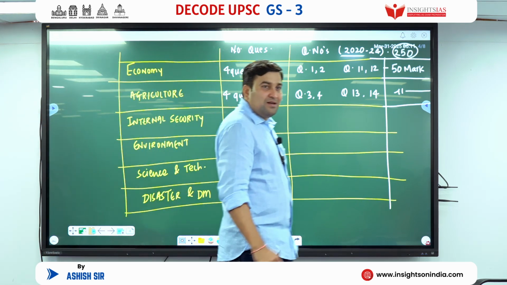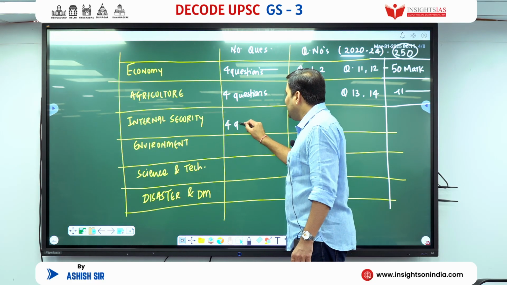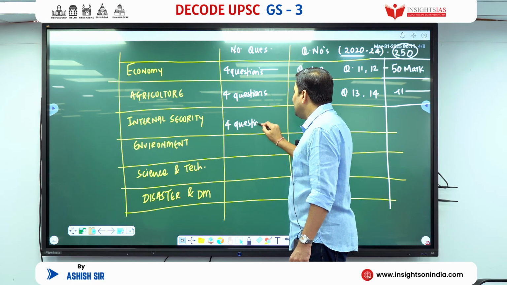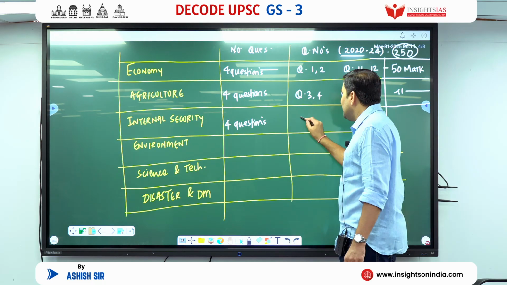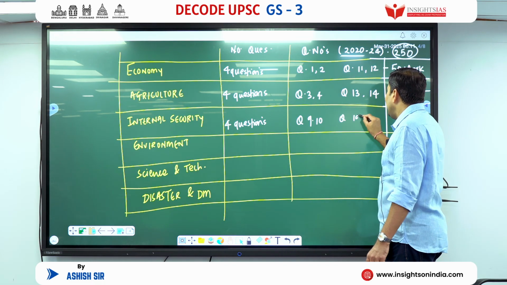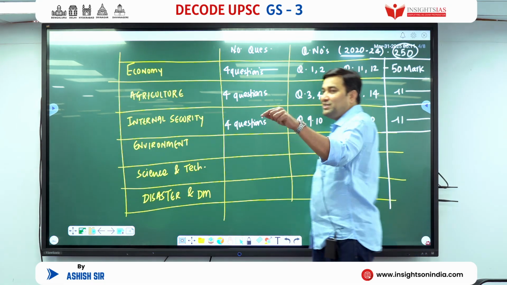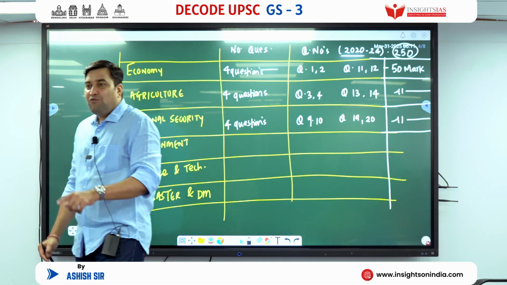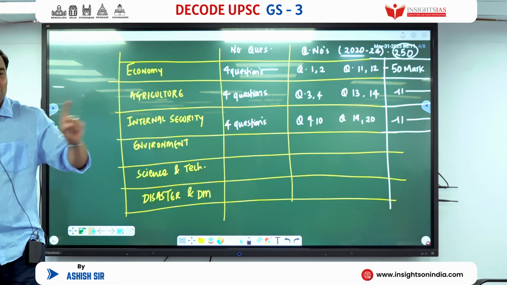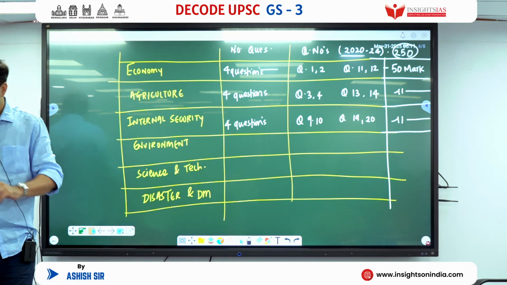Am I right? Similarly, internal security. Again, each year you will get compulsorily 4 questions on this topic. That is question number 9, question number 10, question number 19, and question number 20. Again, 50 marks from only one section. So 150 marks of the paper is from these 3 subjects, and these are the respective question numbers.